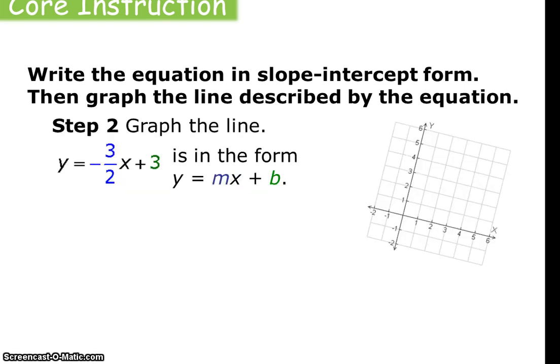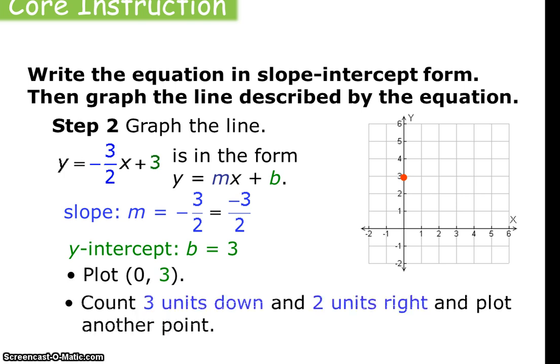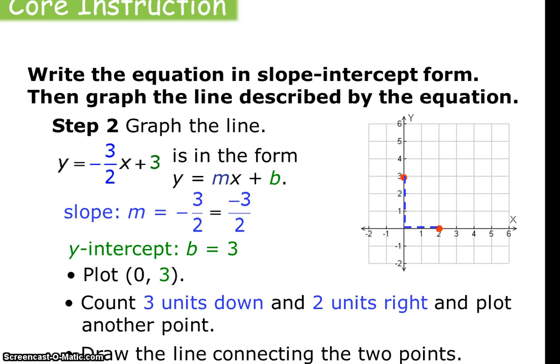So then I can graph the line, put a point at 0, 3, the y-intercept, and then I'm going to use rise over run. Again, choose one or the other. I'm going to choose the negative sign to go with the numerator. So I'm going to go down 3 units and to the right 2 units. Plot a point, connect the dots, and there's your line.